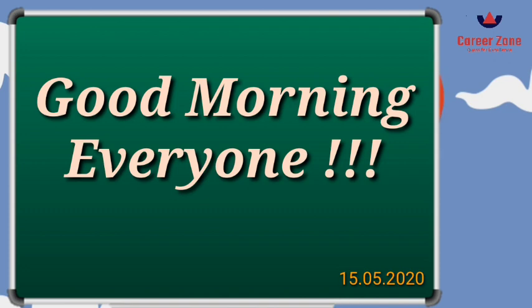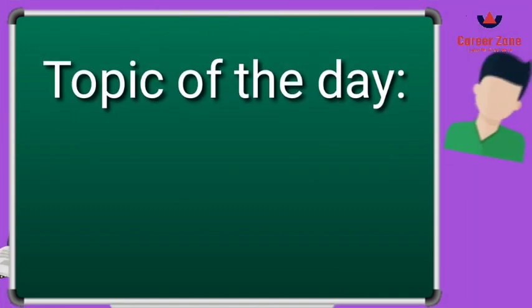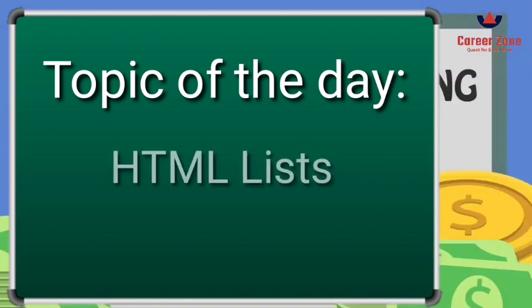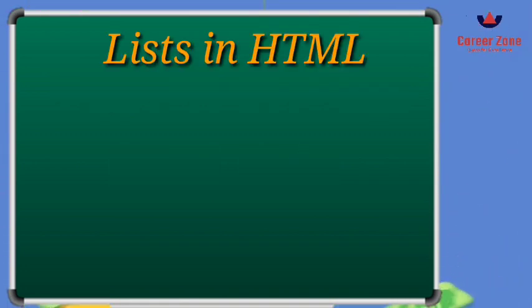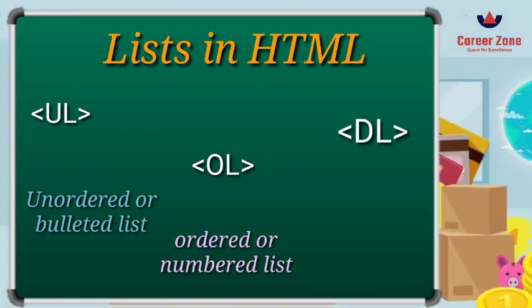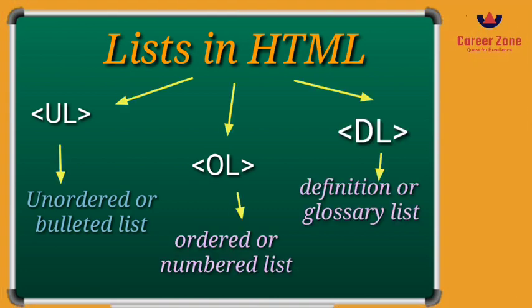So today's topic is HTML list. HTML list means showing any kind of information in the form of points or in the form of numbers. The different kinds of lists are UL, OL and DL.